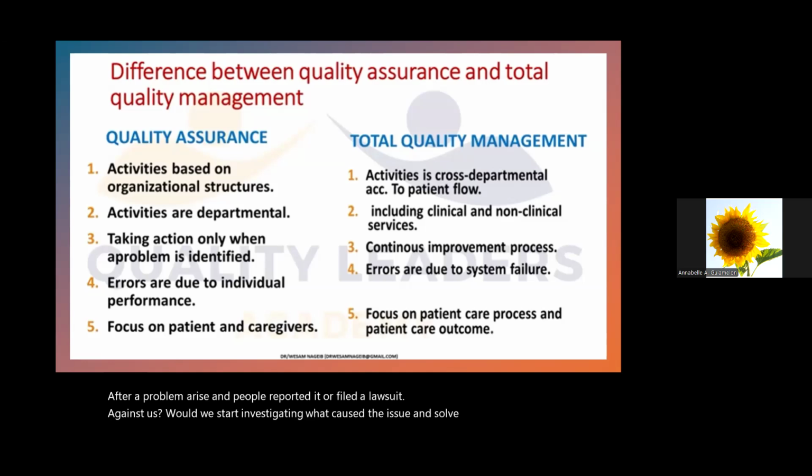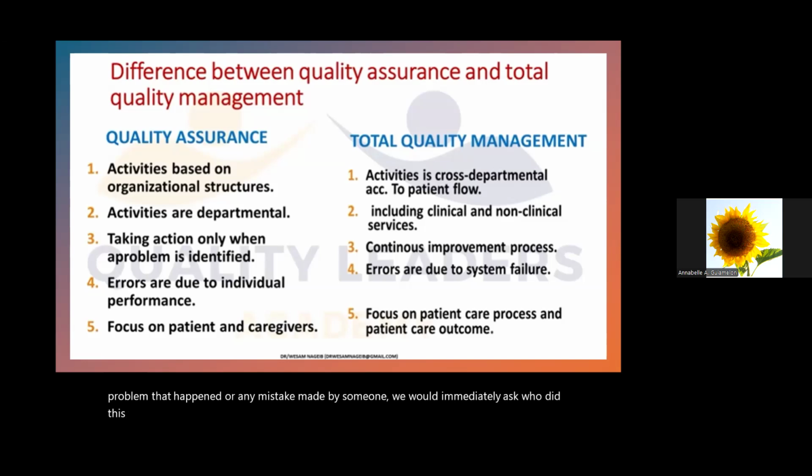In the past, any problem that happened or any mistake made by someone, we would immediately ask, who did this? Who made this mistake? Come quickly, here's the scapegoat. We caught him and we will punish him, fire him, and so on. But now we have said that errors are 94% due to the system.